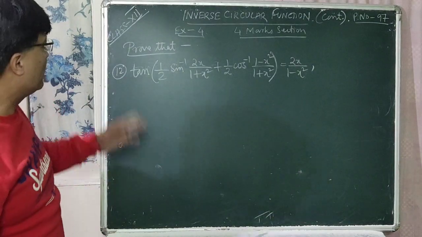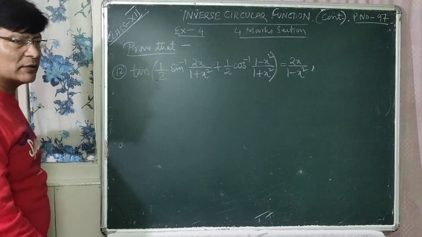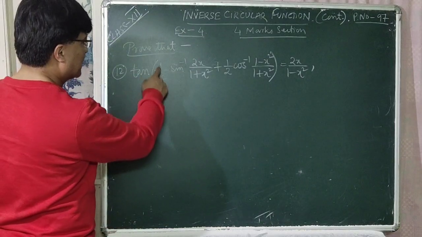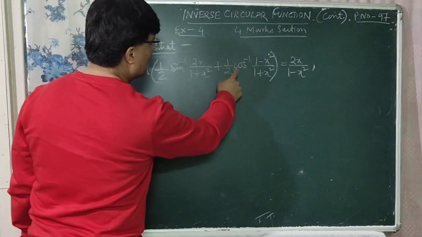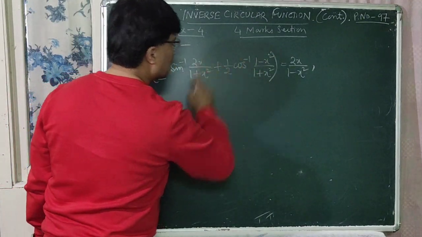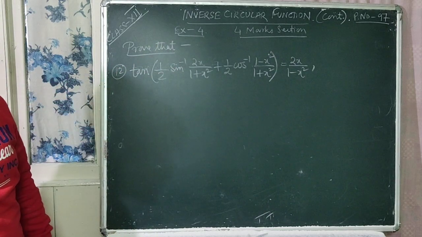So now we will do this problem. Prove that. This is question number 12. What is there on the left hand side? It is tan within bracket half sine inverse 2x upon 1 plus x squared plus half cos inverse 1 minus x squared by 1 plus x squared. You have to prove this is equal to 2x upon 1 minus x squared, right?